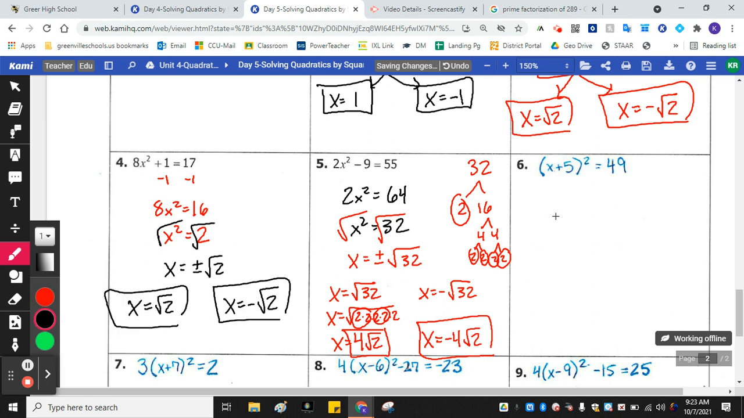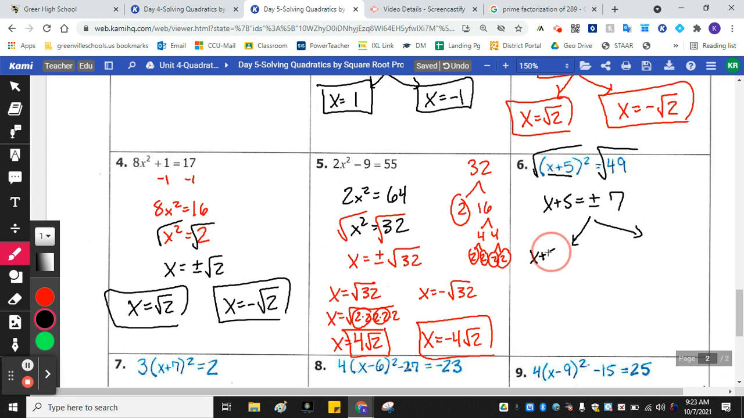All right. 6 is the same thing. Get what's being squared alone. It already is. X plus 5 is what's being squared. Take the square root of both sides. So x plus 5 equals plus or minus the square root of 49, which is 7. Write your two equations. So x plus 5 equals 7. X plus 5 equals negative 7. And then you have to solve both. So sometimes it's a little trickier when it's not one term being squared, but two terms being squared.